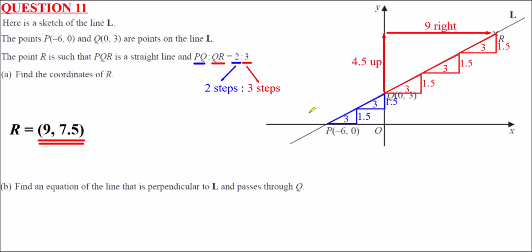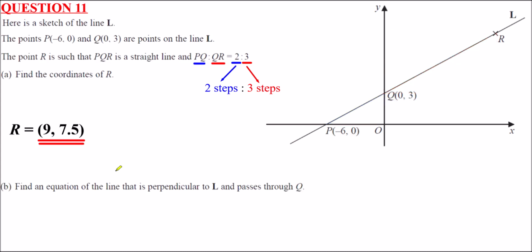Moving on from part B, I'm going to get rid of all this labelling so I can focus on the main part B. So if I just say goodbye to all of that, we need to find an equation of the line that's perpendicular to L and passes through the point Q. So a line perpendicular to L will be going in this direction and will go through Q. It'll look something like this line I've drawn in red.